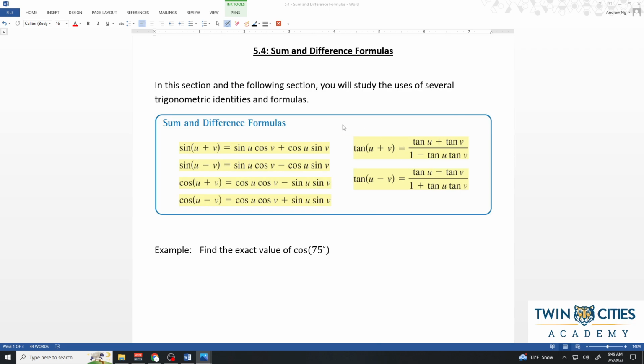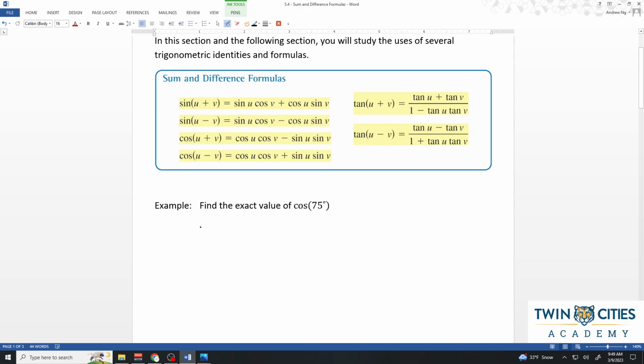Well, as it turns out, with the sum and difference formulas, I'm finding the cosine of 75 degrees, or rather, I'm finding the cosine of 45 degrees plus 30 degrees, since 45 plus 30 is 75. I can use one of these formulas. Here, this will be the cosine of u plus v, where u is going to be 45 and v is going to be 30. Let's go ahead and write this down.